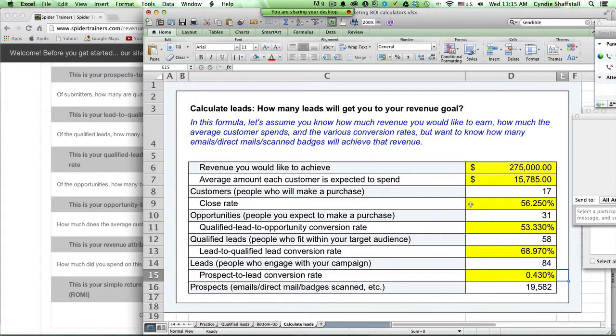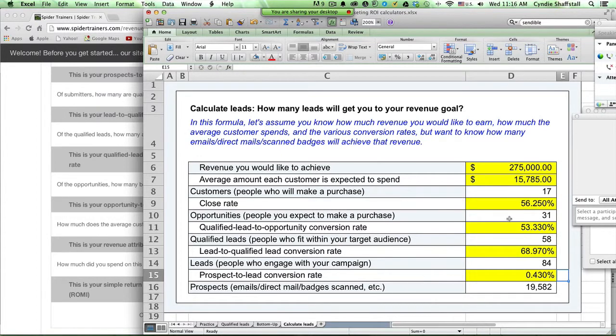So what this now tells us in calculating leads, and that's just a tab right here in the Excel spreadsheets, is that if we have a revenue goal of $275,000 for this campaign, based upon our past campaign performances, we would need to start out with 19,582 leads, or somewhere in that ballpark. And again, maybe this is the number of badges that you need to scan for a trade show. If you're preparing for a big event like D-Scoop, you now have a number that you need to accumulate in prospects, based on past performances, in order to generate a certain amount of revenue.